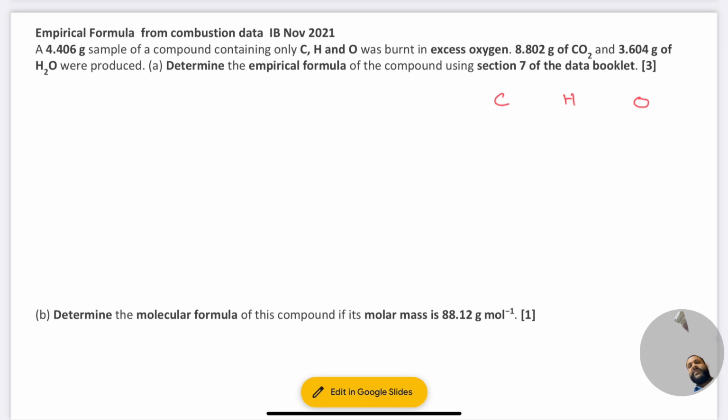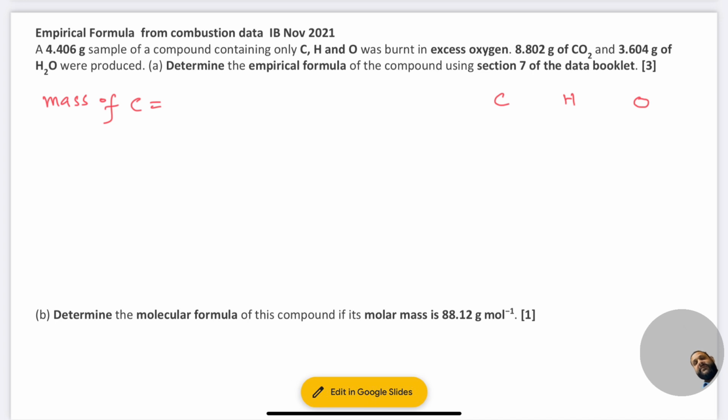In this question, we have been given the mass of carbon dioxide and the mass of water. And I have already highlighted the key information we need to solve this question. So our compound contains carbon, hydrogen, and oxygen. So the first thing we need to do is find out the mass of carbon in that carbon dioxide sample.